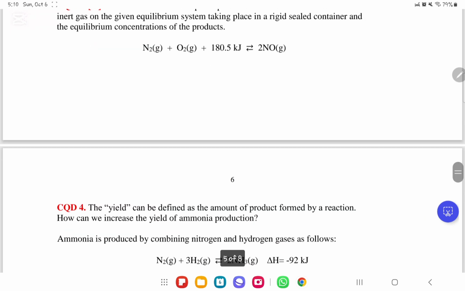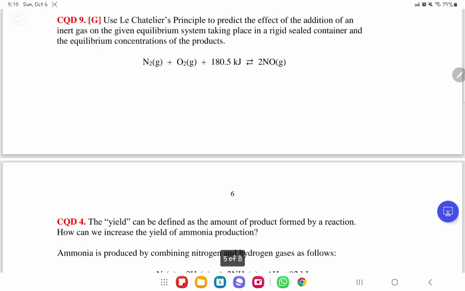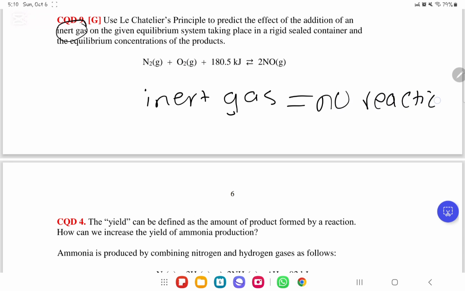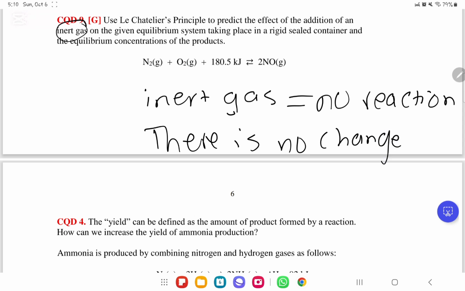Now, CQD 9. Use Le Chatelier's principle to predict the effect of the addition of an inert gas. Inert gas doesn't react, so no reaction. Since it doesn't react, there will be no change. There is no change. So then they're asking, what are they asking?